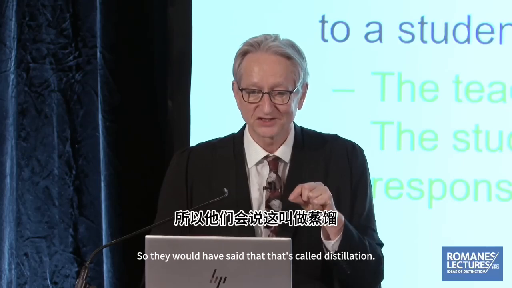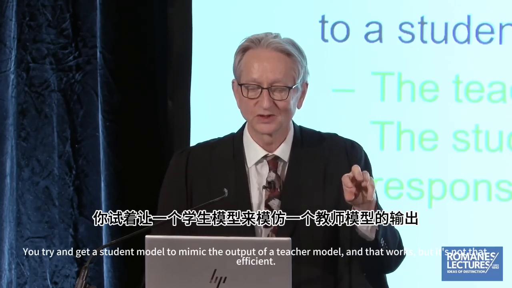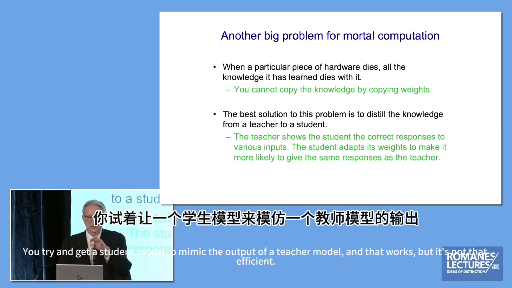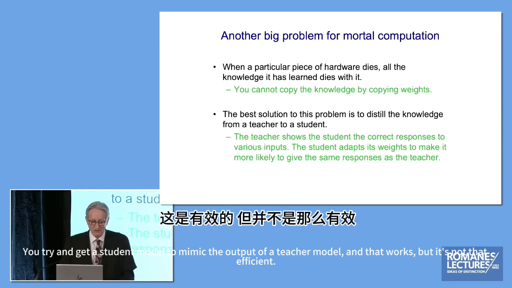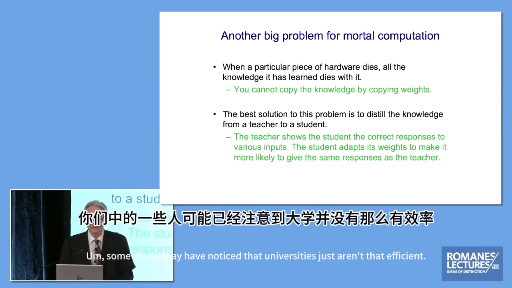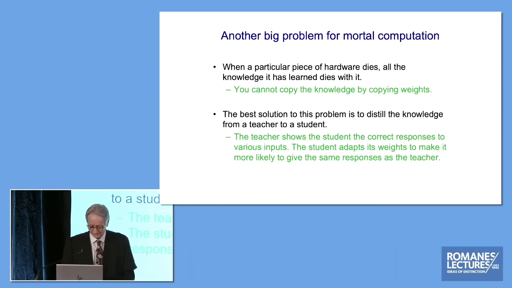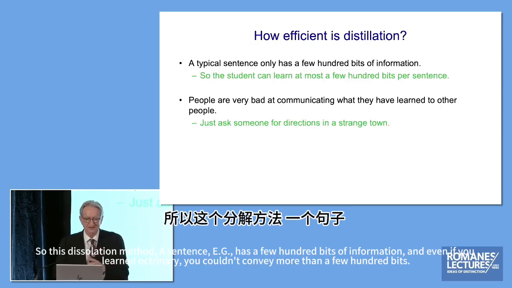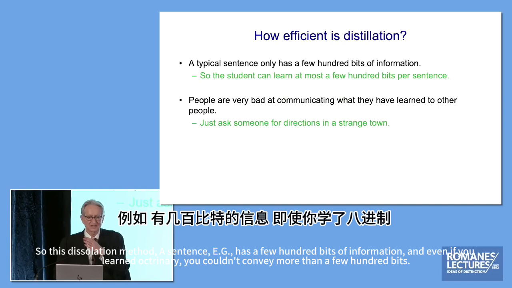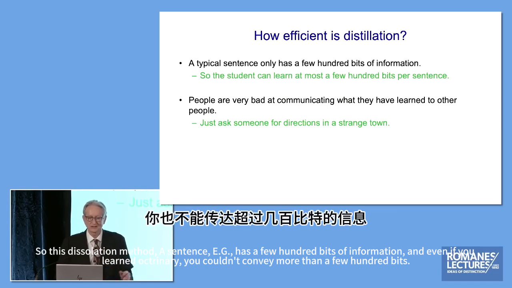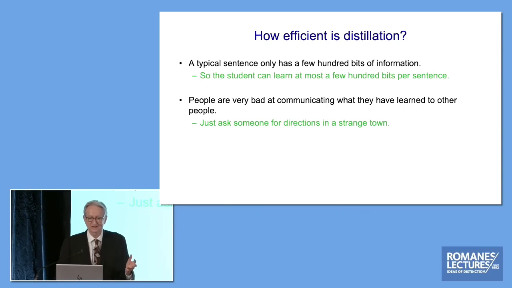That's called distillation. You try and get a student model to mimic the output of a teacher model. And that works, but it's not that efficient. Some of you may have noticed that universities just aren't that efficient. It's very hard to get the knowledge from the professor into the student. So this distillation method, a sentence, for example, has a few hundred bits of information. And even if you learned optimally, you couldn't convey more than a few hundred bits.